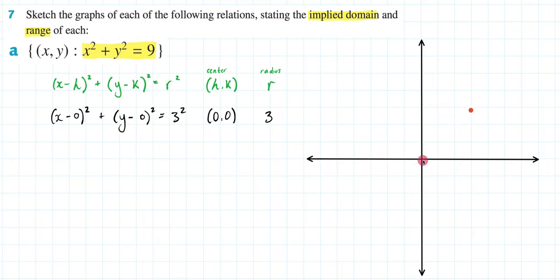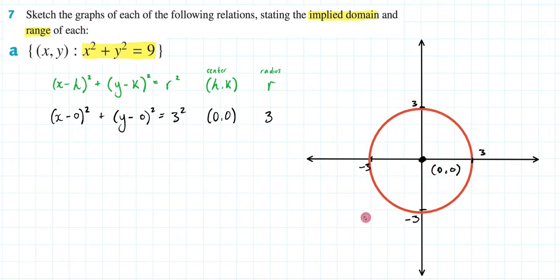So now I could come to my graph and I could say, well, this is where my center is going to be, 0, 0. And it's going to have a radius of 3, which means it's going to go 3 up. So this will be 3. It will go 3 this way, negative 3. It will go 3 this way, 3. And it will go 3 down, 1, 2, 3. There we go. Then I could draw my circle in. So let me do that now. So it's going to look like this. Radius of 3, centered at 0, 0.